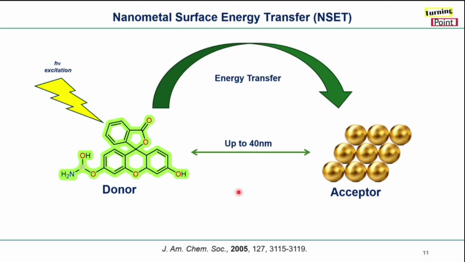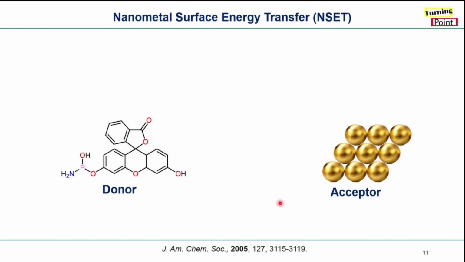According to nanosurface energy transfer, the rate of energy transfer is as follows, where d is the distance between the donor dipole and the acceptor molecule. Previously we discussed resonance energy transfer, where the distance dependency is 1 over r to the power 6. Here the distance dependency is 1 over d to the power of 4. Now the question naturally arises: how does this energy transfer happen from the donor dipole to the acceptor particle?